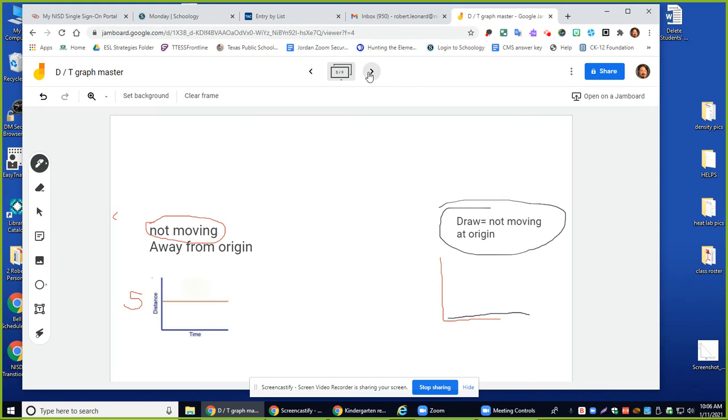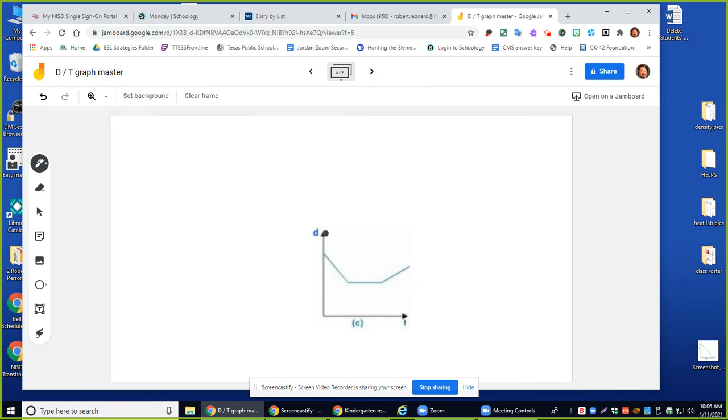Okay, next one. Number 6. Let's go ahead and label this A, B, and C. So we have line A, line B, and line C. What can we say about line A? Is it going towards the origin or away from the origin? Towards the origin. Good. It's going towards, and we could say at a constant speed because it's a straight line. Yep. What can we say about line B?